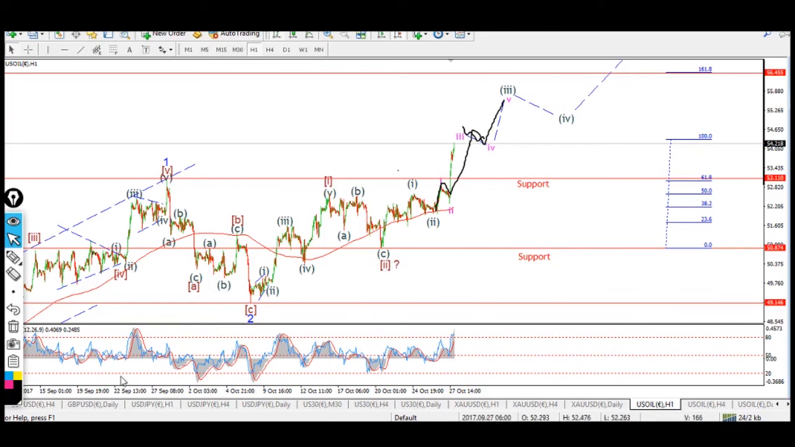So for early next week, obviously we'll be tracking this throughout the week. I want to see an initial pop to complete wave 3 and then a sideways correction in wave 4. So that completes the weekend video.